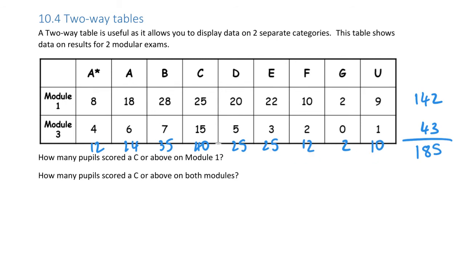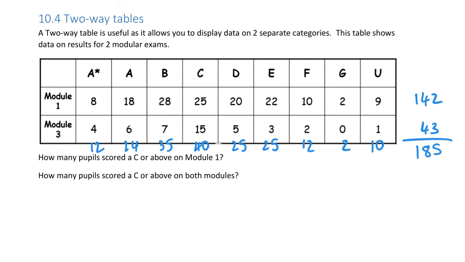So sometimes what we'll get is a two-way table with the totals in place and some missing values, and we can always use the totals, the row totals, or the final total, or the column totals to fill in all the missing information. So let's see about these two questions.